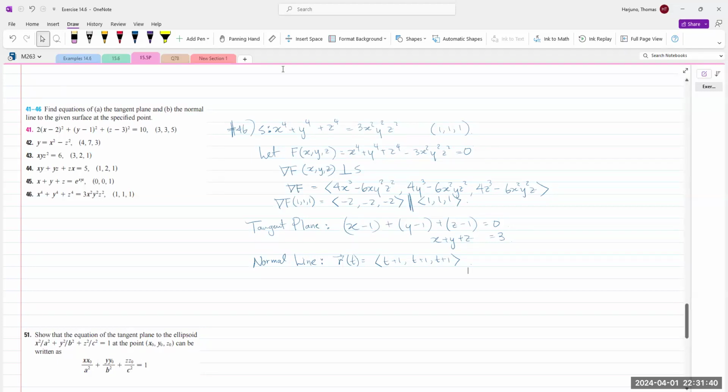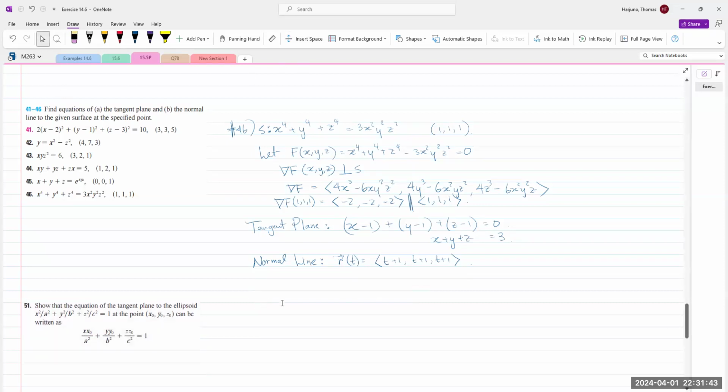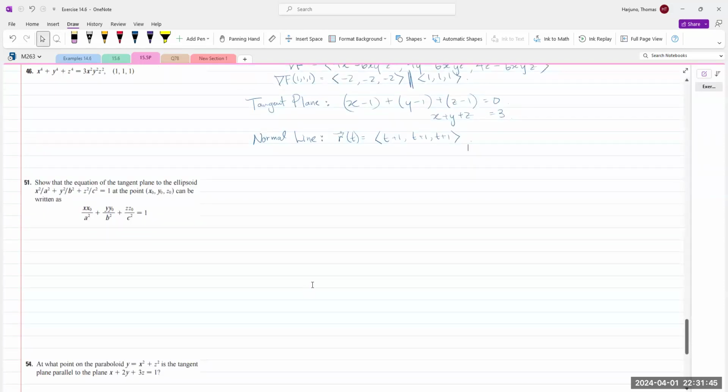Let me just jump to number 51. Show that the equation of the tangent plane to this ellipsoid at that point can be written that way. So let's see, this x squared over a squared plus y squared over b squared plus z squared over c squared equals 1. So we let this become a function f. So the gradient of f will be (2x over a squared, 2y over b squared, 2z over c squared).